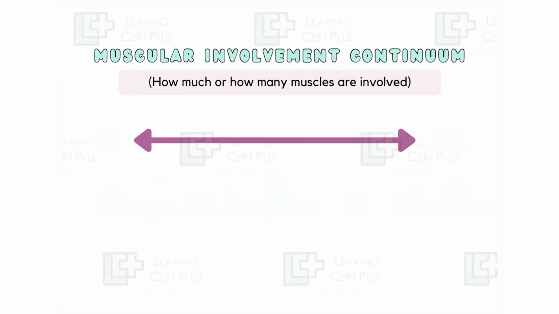With the muscular involvement continuum, you have on one side a very fine, precise, small movement, and on the other side you have a whole body gross movement. Okay, so very fine and gross. We're going to talk about the examples here.